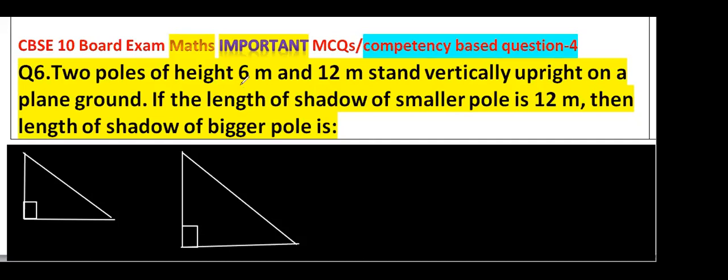Two poles of height 6 meter and 12 meter stand vertically upright on a plain ground. देखिए ये दो पोल है, इसका जो हाइट है वो 6 मीटर है और इसका 12 मीटर है. The length of the shadow of the smaller pole is 12 meter. This is 12 meter, and then we have to find out the length of the shadow of the bigger pole. तो लेट दिस इज x मीटर.